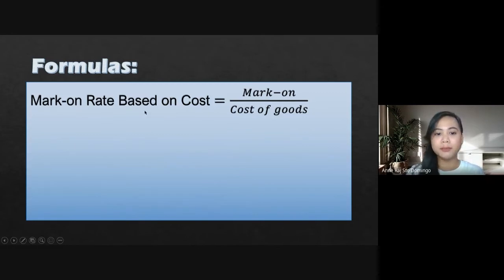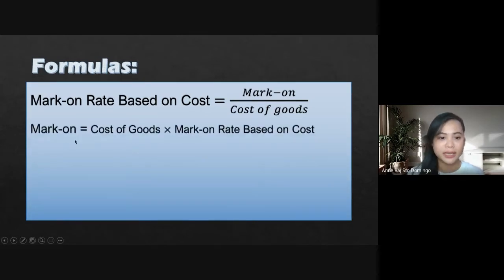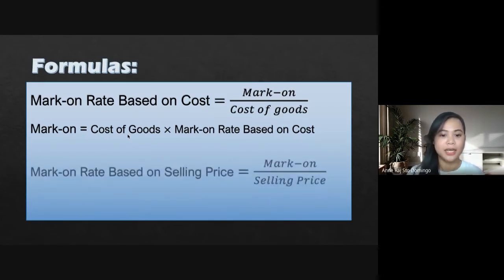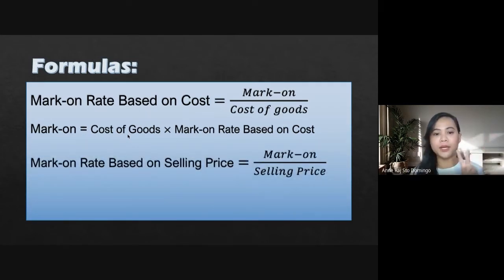The mark-on rate based on cost can be computed by dividing your mark-on by the cost of goods. And your mark-on, aside from getting the difference of the selling price and the cost of goods, we can get by using the mark-on rate. So the rate, we just multiply it to the cost of goods. That is our mark-on. Later, we'll have examples to further understand that.